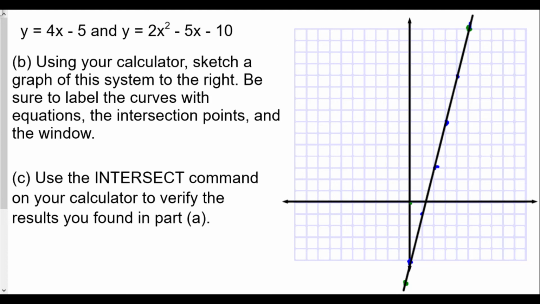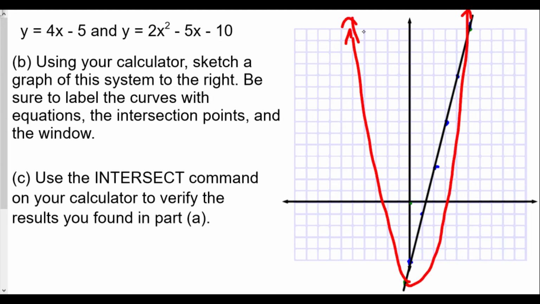Honestly, in this case, let me see, maybe I'll do some red here, and it looks like this. Here's a sketch, and that's what it looks like, kind of. Now, it's a sketch, so not perfect, mind you. So be sure to label the curves and the intersection points. So here, this is the curve. This is y equals 2x squared minus 5x minus 10, and this graph here is y equals 4x minus 5.